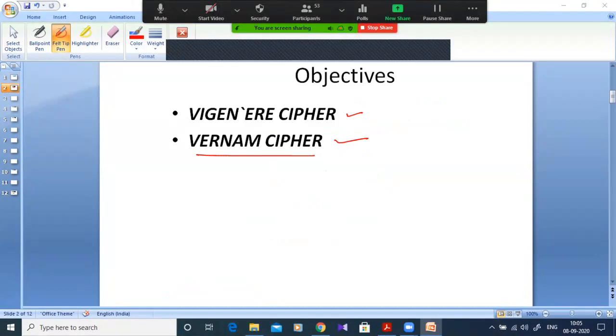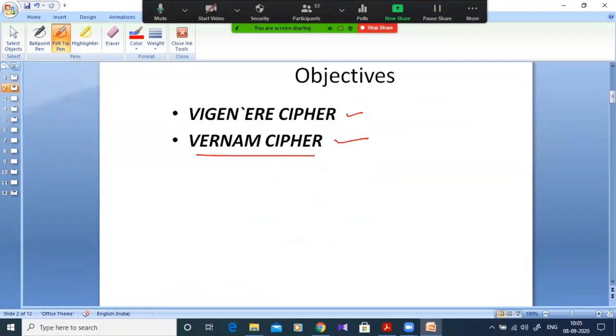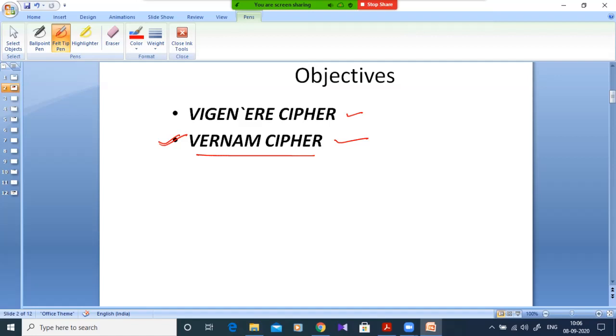For the Vernam cipher, generally it's not required to do any example. It's a very simple operation, like an XOR operation. This cipher technique is an XOR operation, and it will be performed on the binary digits. Finally, I will cover steganography. What is steganography? And what are the advantages?